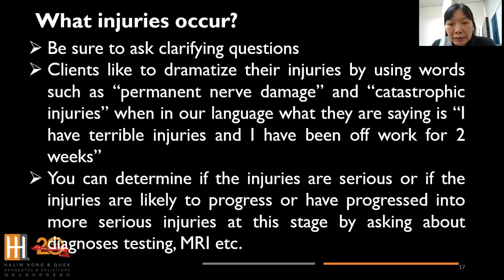You can determine if the injuries are serious or if the injuries are likely to progress. This is important because it will involve the damages you are able to claim. Because in tort, you are going to claim under tort, it will involve general damages. How far is the extent of the injury going to be? Serious, or likely to progress and get worse later, or will get better later? You can determine this from the diagnosis in the report. You may have to ask the doctor or the medical expert as well, to determine how serious the injuries are.